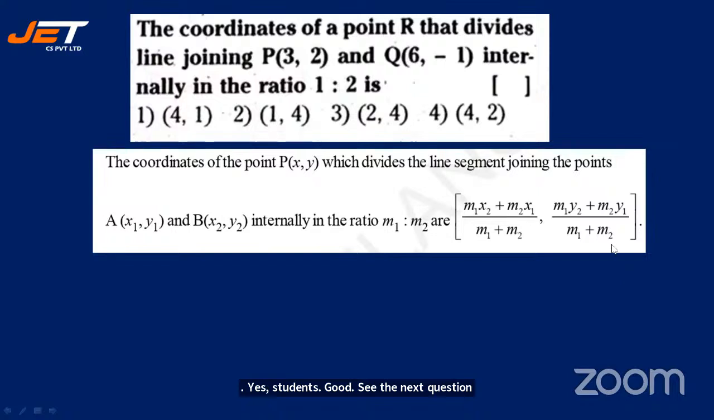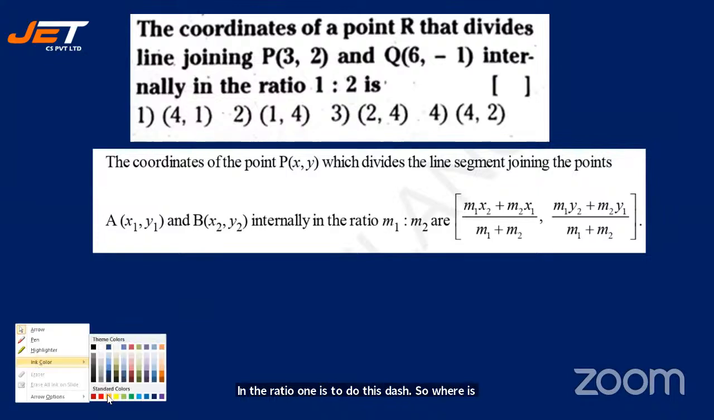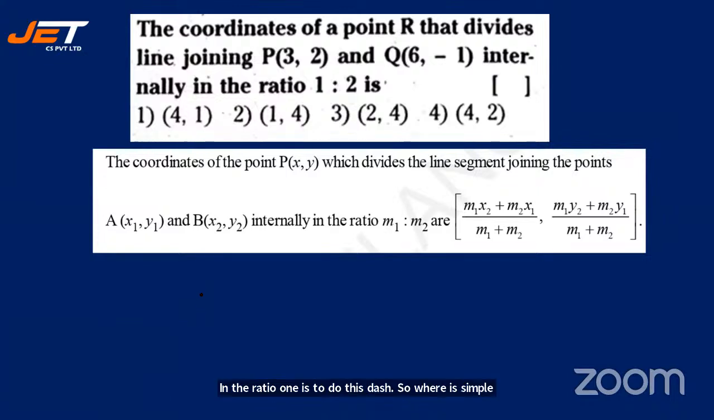The coordinates of a point R that divides the line joining P of (3, 2) and Q of (6, minus 1) internally in the ratio 1:2 is dash. So very simple. Just use the formula and give me the answer. By then, let's try using this.